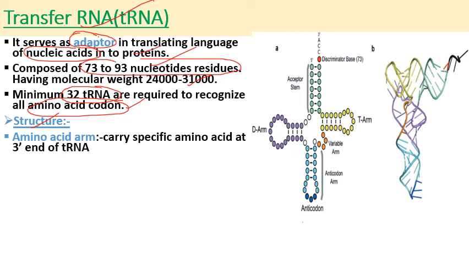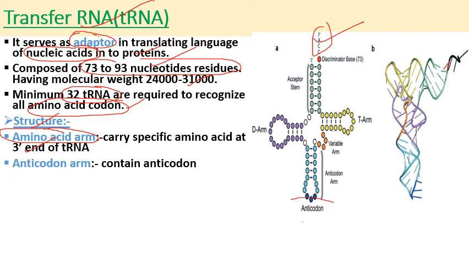The first arm is amino acid acceptor arm, which carries specific amino acids at the 3' end of tRNA. So this arm acts as the amino acid acceptor arm. Then anticodon arm, which reads the codons of mRNA. जो mRNA के codons हैं उनको read करती है ये arm, that is known as anticodon arm.